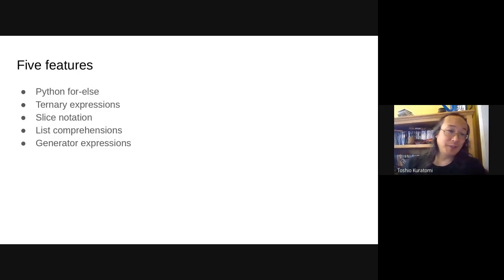So this has been my presentation. And like I said, I want you to be able to Google for these features later. So here's that slide again, 5 features that occur in Python. The Python for-else, ternary expression, slice notation, list comprehensions, and generator expressions.